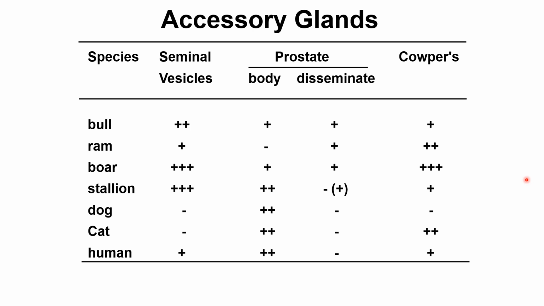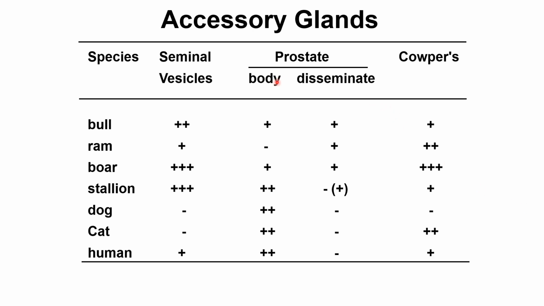What accessory sex gland appears to be present in all these species at some point? Among the three accessory sex glands in domestic animals, the prostate gland appears to be present in all of the species, whether it is the body only, or the disseminate part of the prostate that is present. The key here is that there is some form of the prostate in every male, whether it is the body or the disseminate part. The others are sometimes present or sometimes absent.